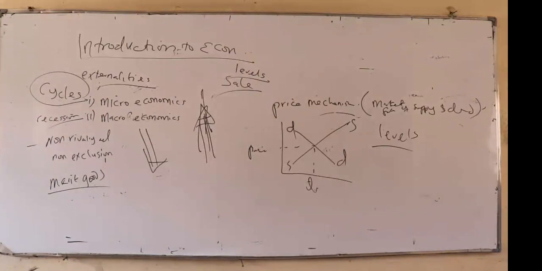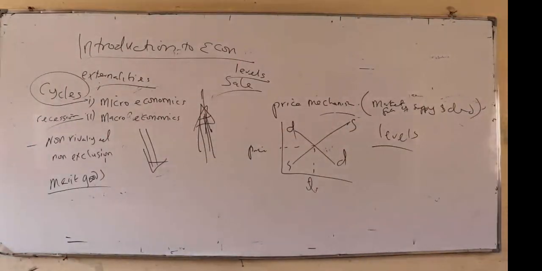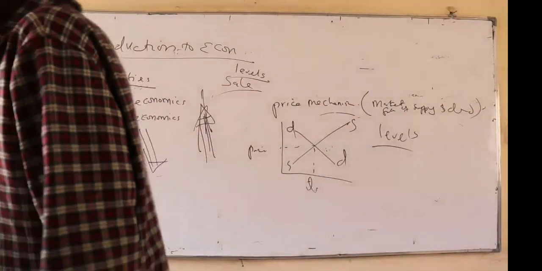So this refers to an economic system where the crucial economic resource allocation decisions are determined by an economic planning body.